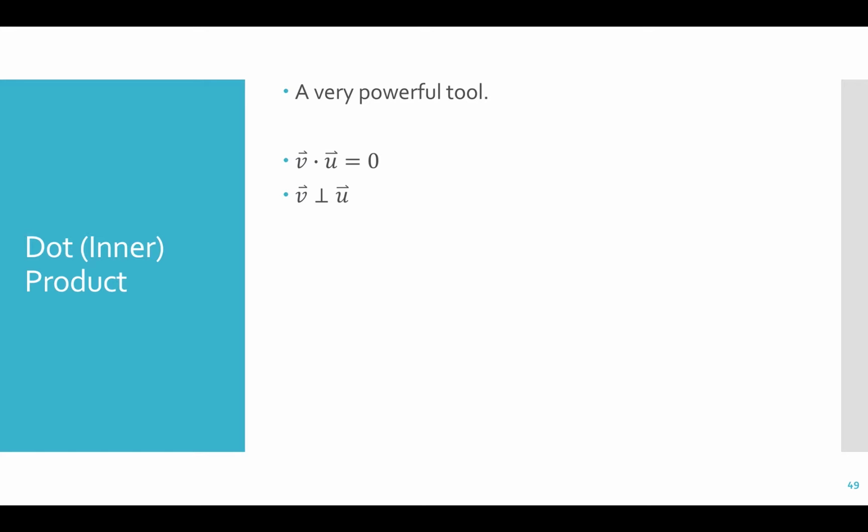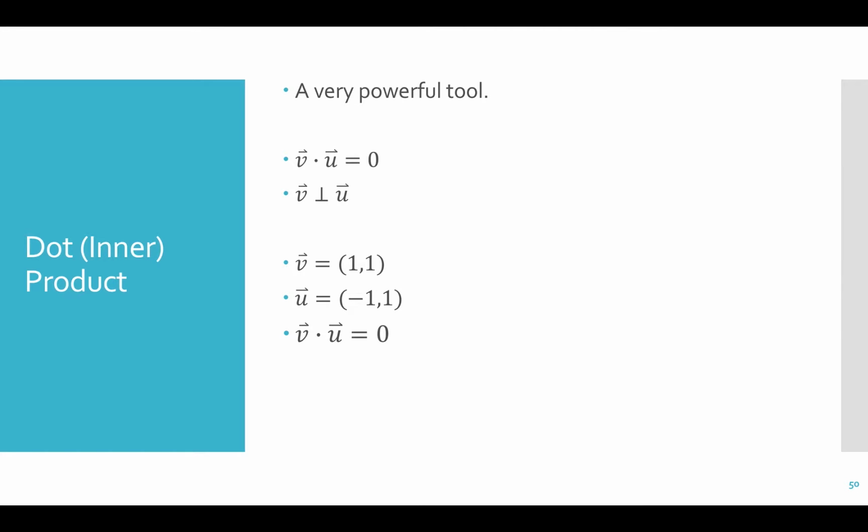This is a very powerful tool. One of the things that we're going to use in this class is that the dot product between two vectors is 0 if and only if those two vectors are perpendicular or orthogonal. And so you can check to see if two vectors are orthogonal or perpendicular by checking to see if their dot product is 0.